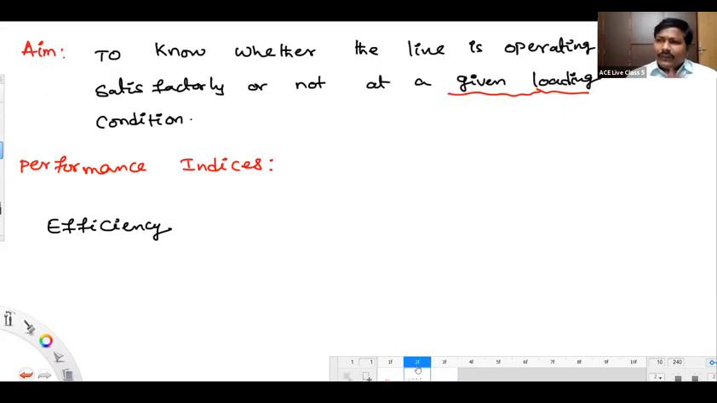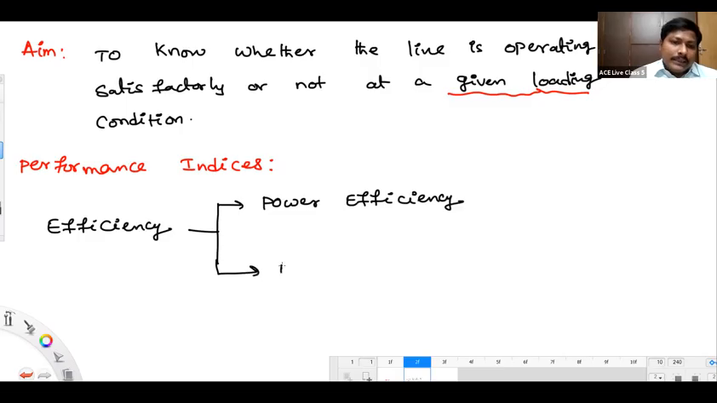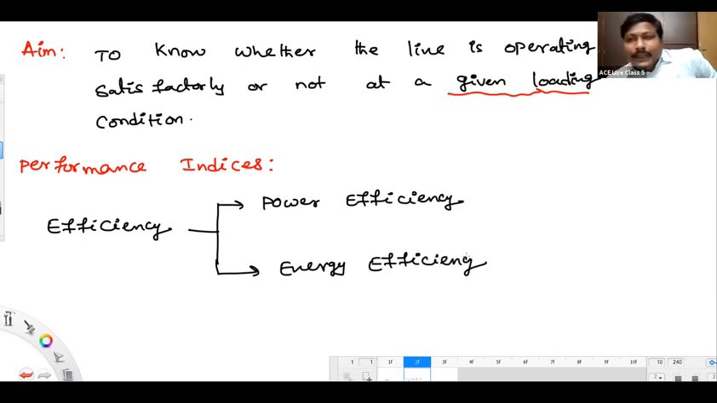Efficiency is of two kinds. One, power efficiency. Next one is energy efficiency. First we are naming it as power efficiency, and the second one we are going to call energy efficiency. Two kinds we have, power efficiency and energy efficiency.